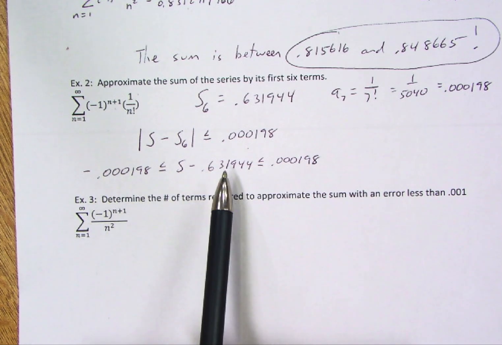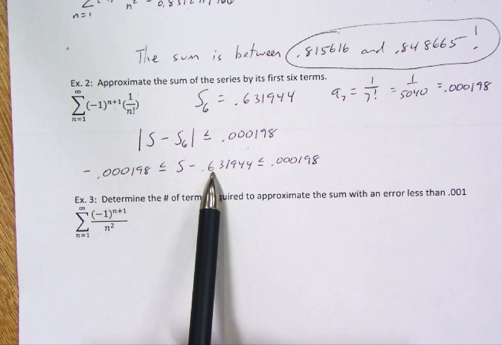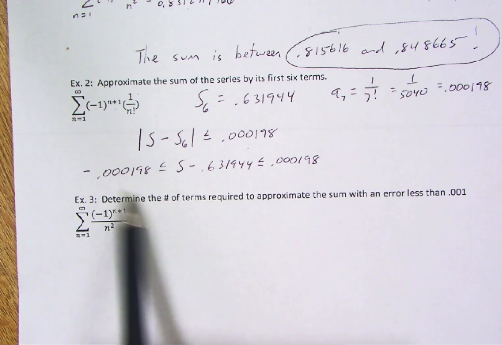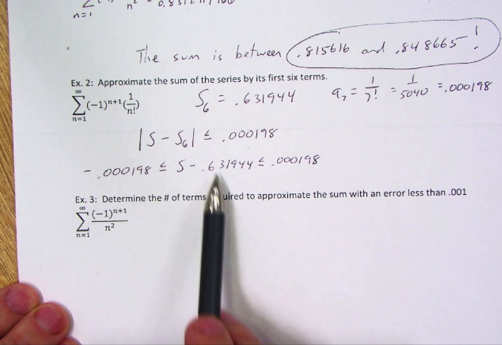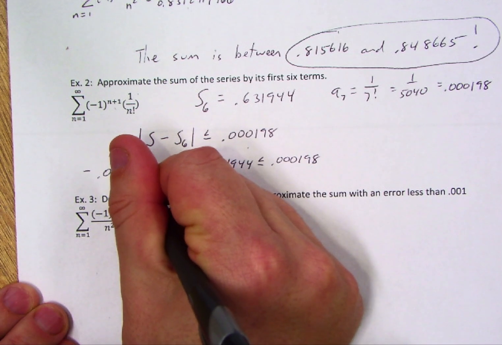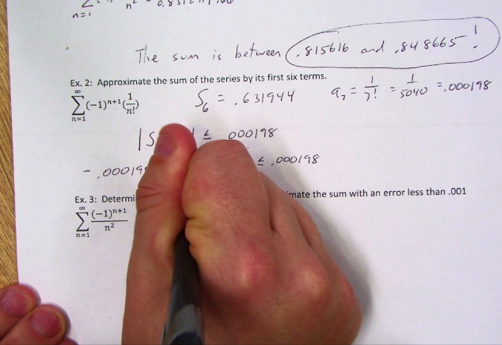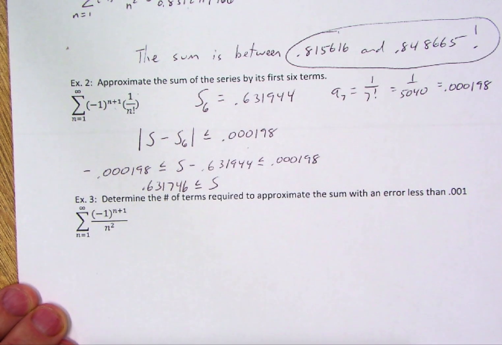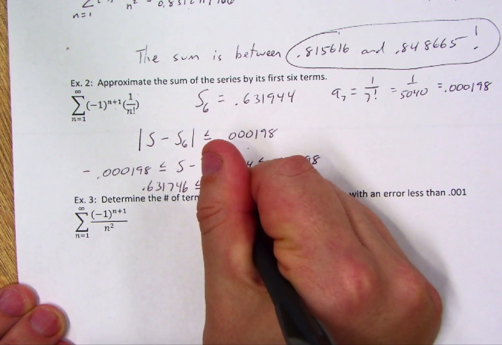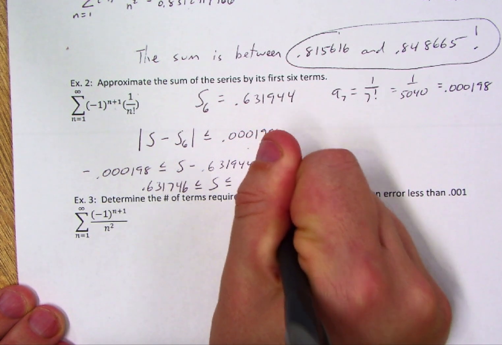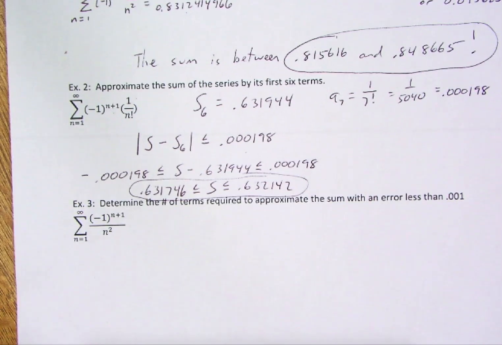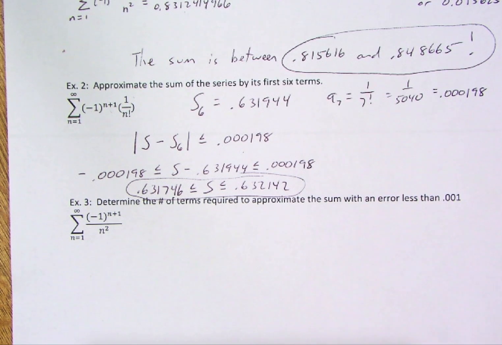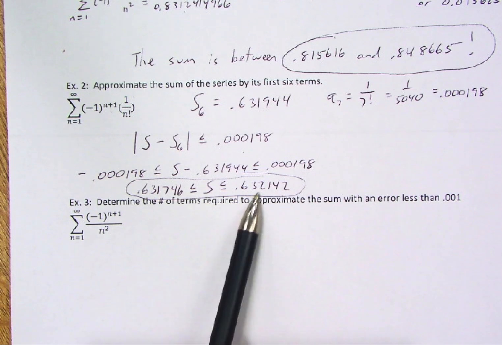And then if I want to solve this, just add 0.631944 to both sides. So I'm going to add 0.631944 to the left and to the right. So I get 0.631746 is less than or equal to the actual sum, which is less than or equal to 0.632142. Just from adding up the first 6 terms of this series, I know the sum of all infinitely many is within this range right here.